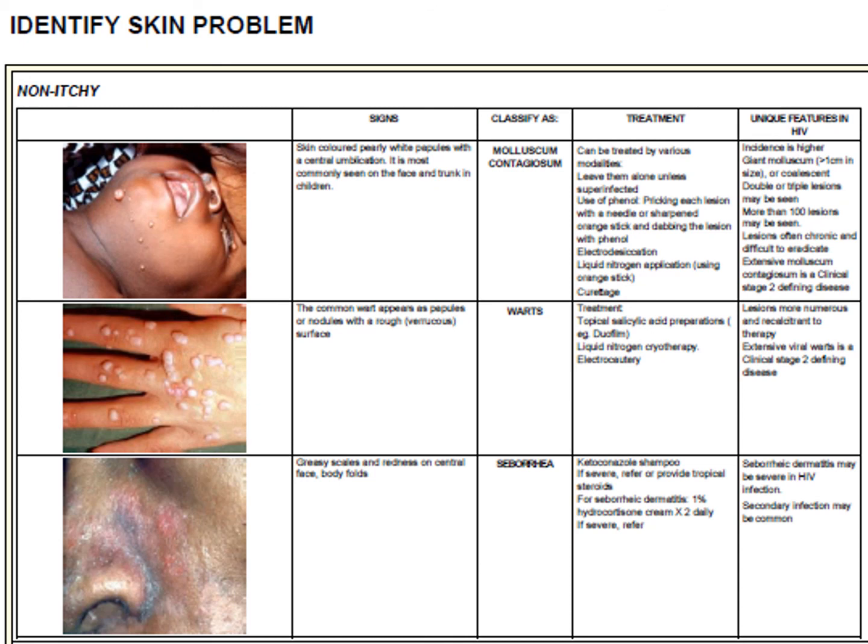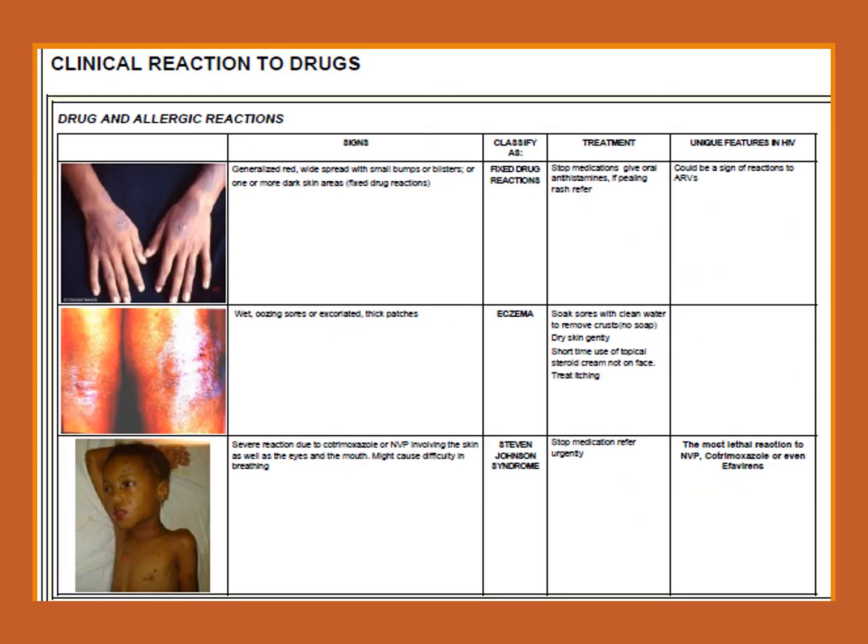The third would be seborrhea. These are greasy scales and redness in the central face and body folds. Then you can use your ketoconazole shampoo. If severe, then refer or provide topical steroids. For seborrheic dermatitis, you can use 1% hydrocortisone twice a day. If severe, then refer that case to the hospital. So unique features in HIV: seborrheic dermatitis may be severe in HIV infection, and secondary infection among HIV patients may be common.